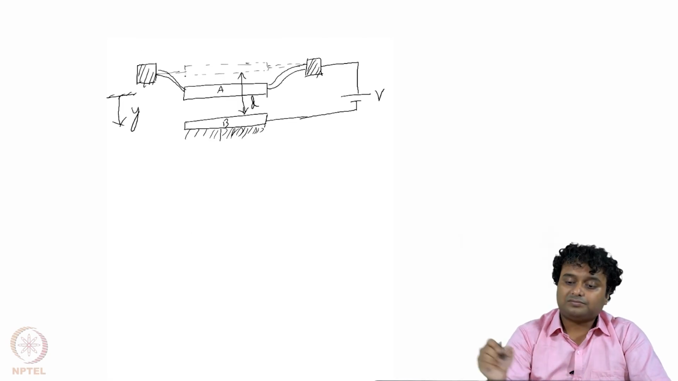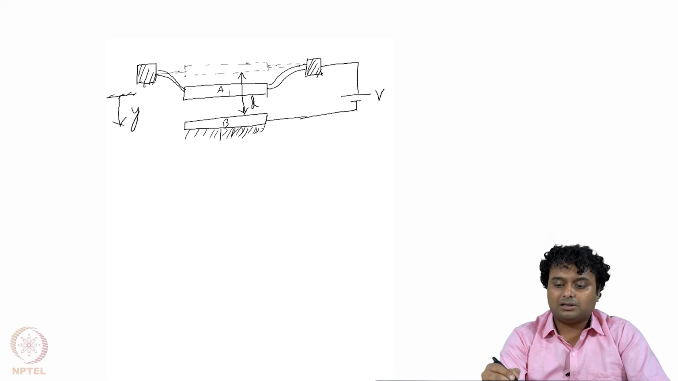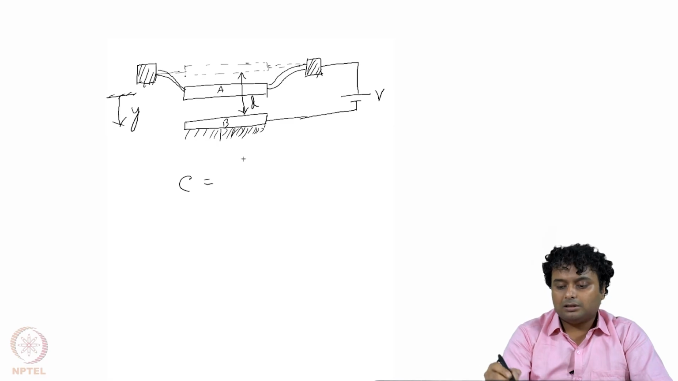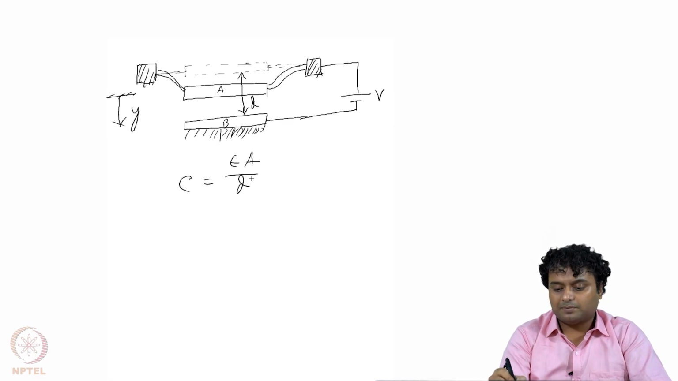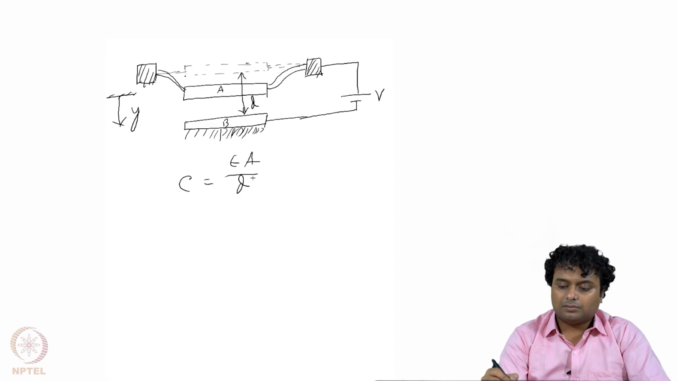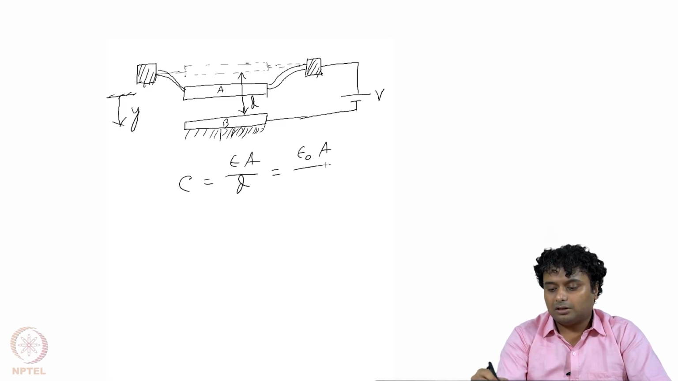Now if the cantilever is stable at some position, then if we measure the capacitance between those plates, it is different from its earlier position, because capacitance C is equal to epsilon A by D, like the parallel plate capacitor formula, where A is the area of the two plates and D is the gap between the two plates. And here, at any position where the deflection is y, we can write it as, let us assume only air is there, epsilon A by D minus y.